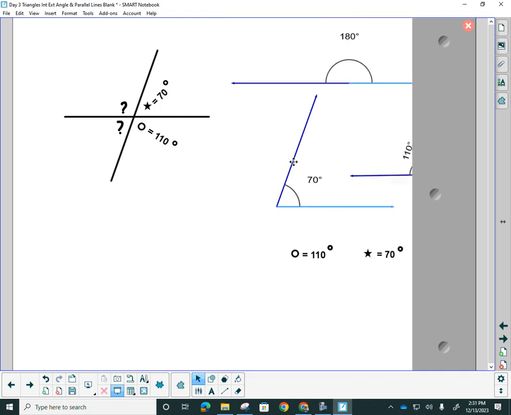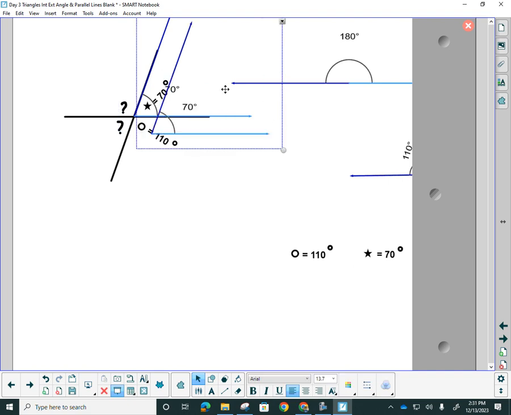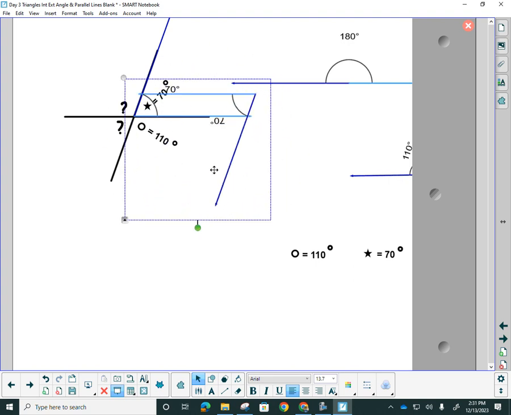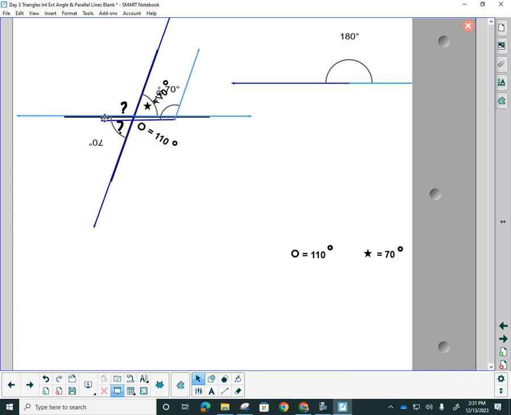So if this is 70, then I can replicate this. I'm going to clone it and flip it around. And you'll see then that this must be 70. And then this must be 180 over here, because there's the 180, the straight line, so that whole thing is 180 minus the 70. So that's a pretty good visual too.